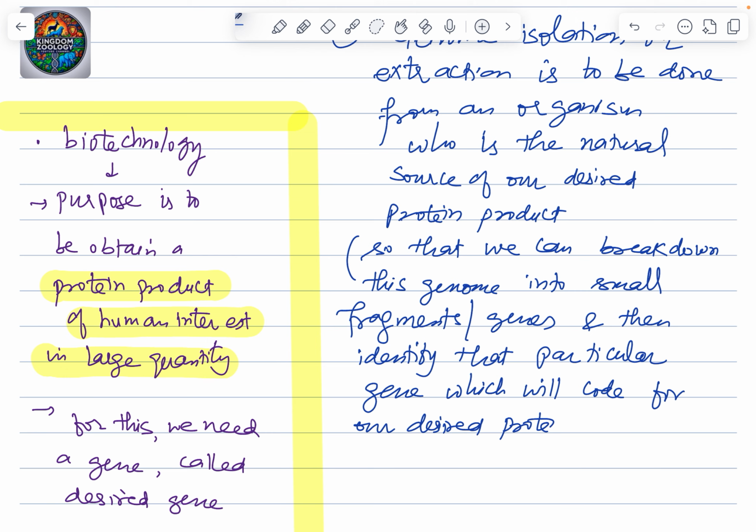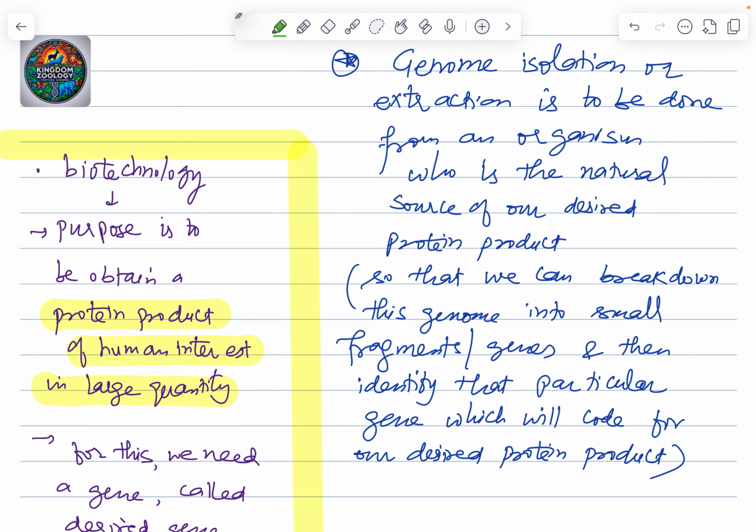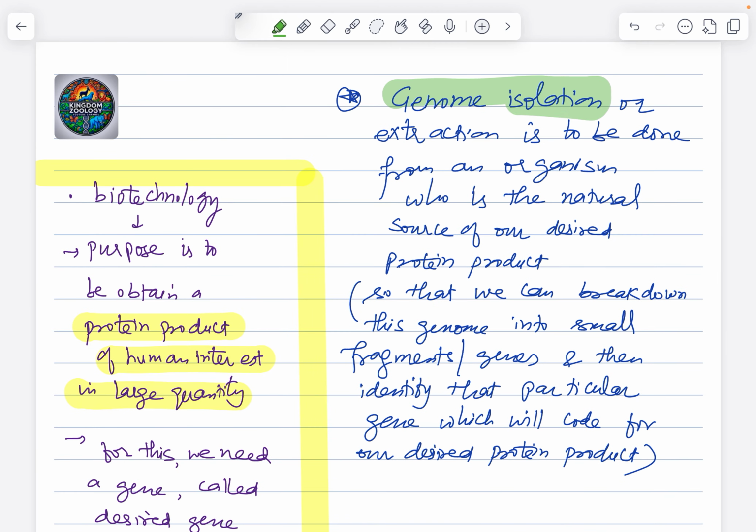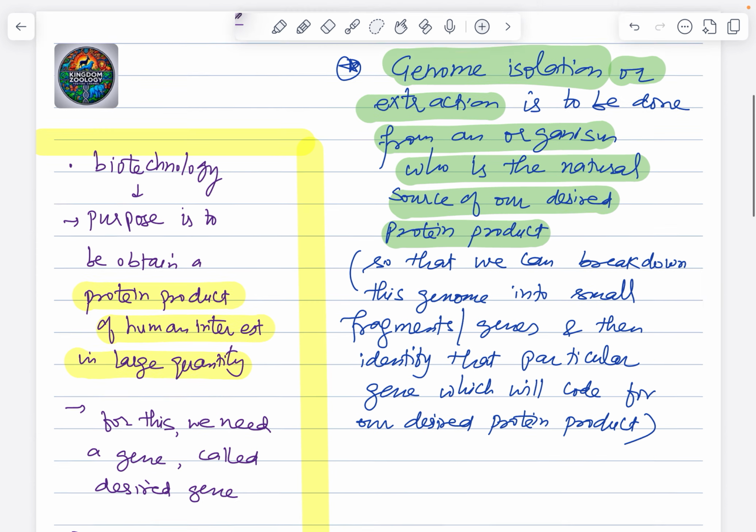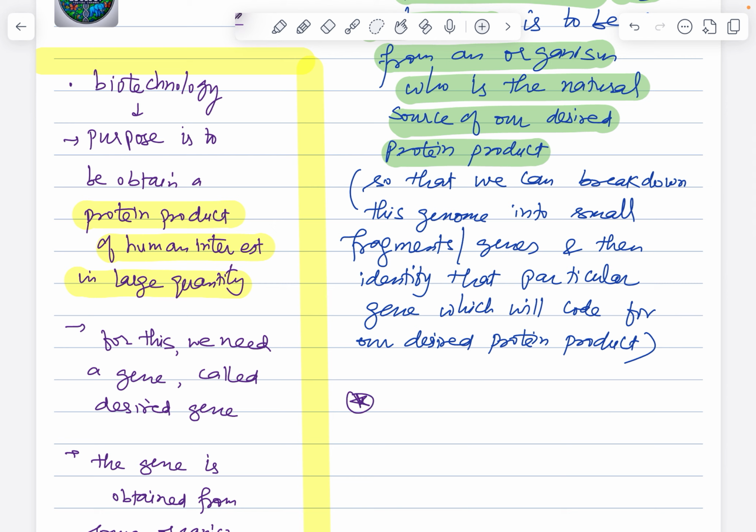So by the way, that would actually be the next step, breaking down the genome into smaller pieces or the gene fragments. So right now, today we'll be focusing on genome isolation or genome extraction from an organism who is the natural source of our desired protein product. So let's see what exactly is the procedure of genome isolation or the mechanism of genome isolation.